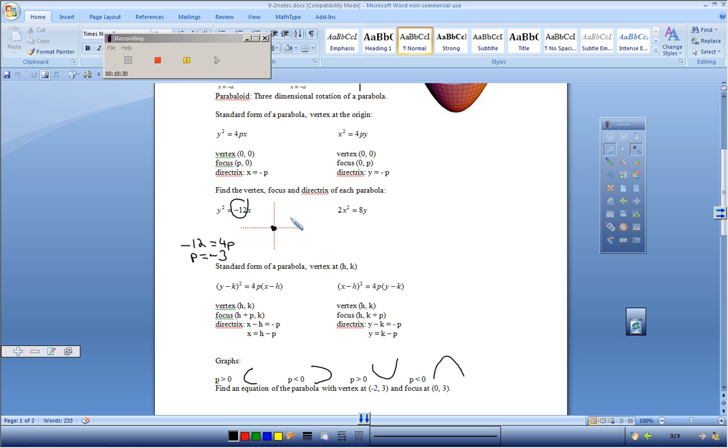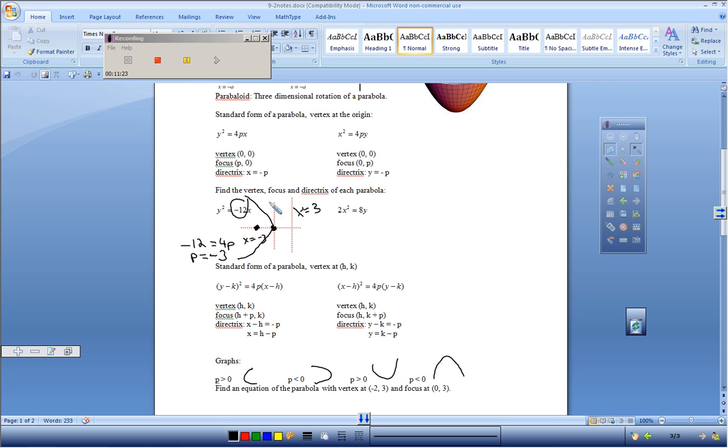So if I come over here and draw in a line, and since p is negative, it's opening to the left. My directrix is out here at x equals 3. Okay, and then my focus is over here at x equals negative 3. Okay? And then I could kind of sketch in my parabola, which kind of looks like this.